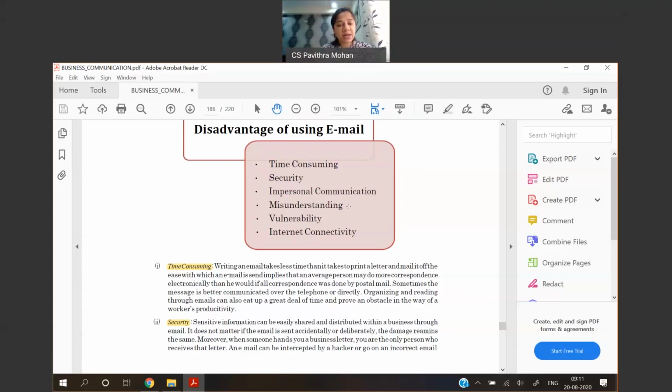Then internet connectivity is important. If we don't have proper internet connectivity, then emails can't be accessed. So that's the reason why the internet plays a very important role. If not, it will affect or hamper our process. So this is a possible disadvantage.